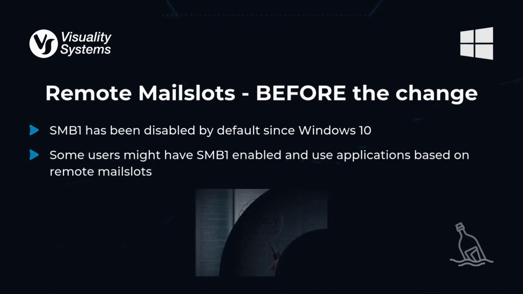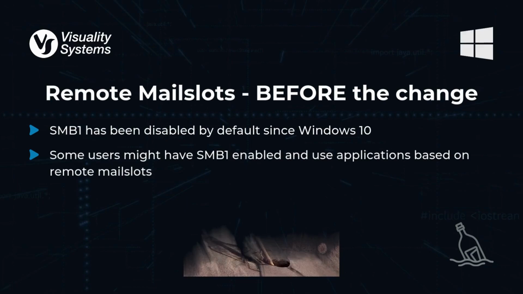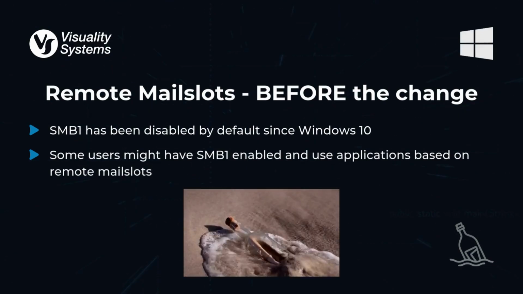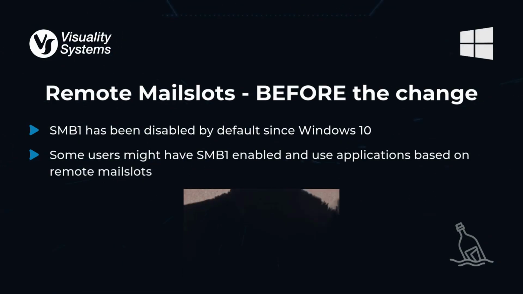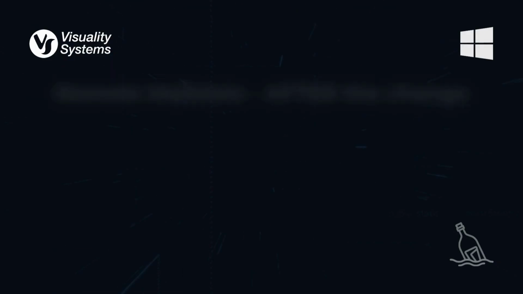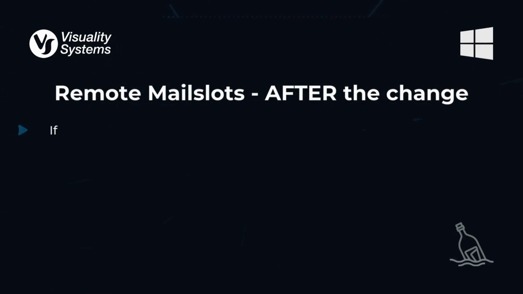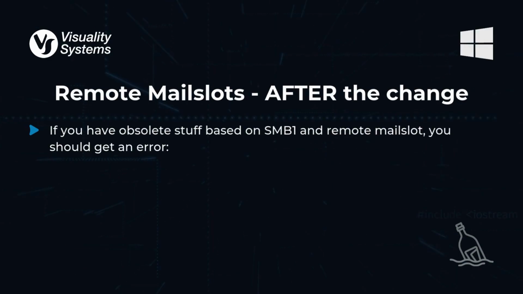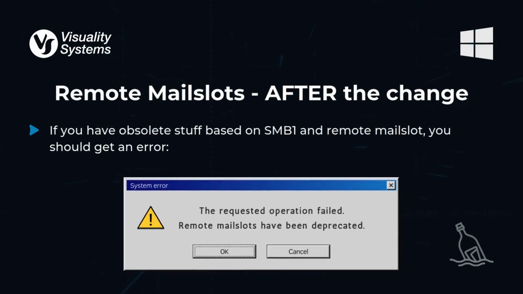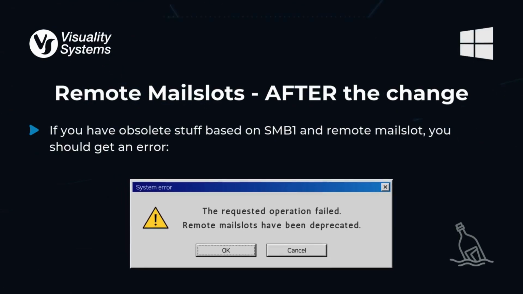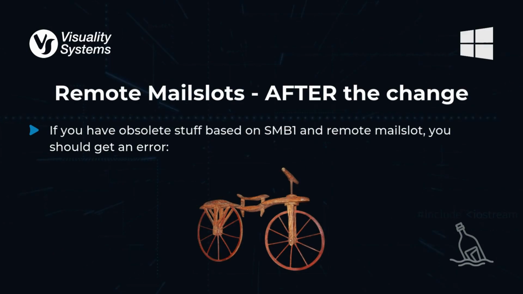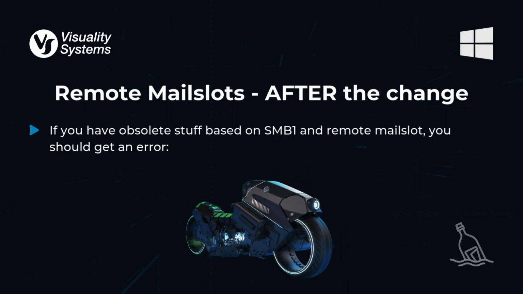These users might encounter issues if they rely on applications that utilize remote mail slots, as these applications often depend on SMB for communication. After the change, any attempt to use obsolete systems based on SMB and remote mail slots will result in an error message stating, "The requested operation failed. Remote mail slots have been deprecated." This ensures older, insecure methods are no longer inadvertently used, encouraging a move to more secure alternatives.